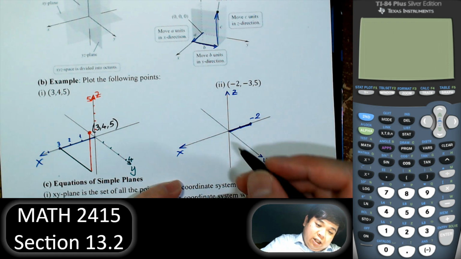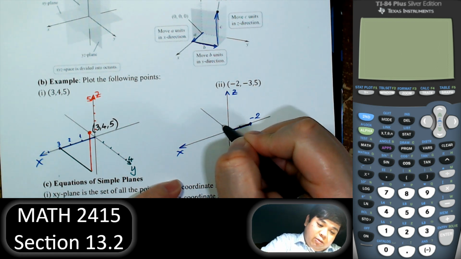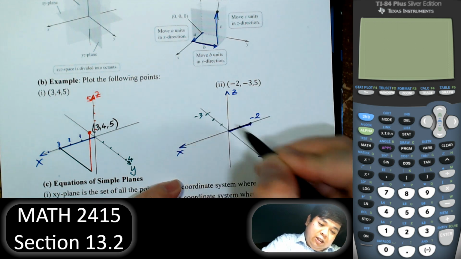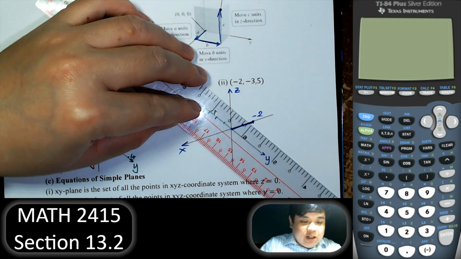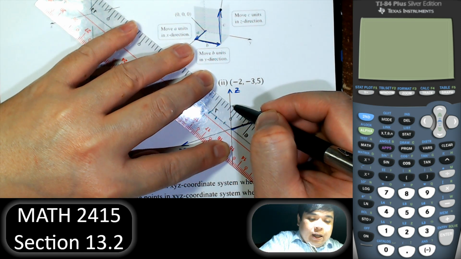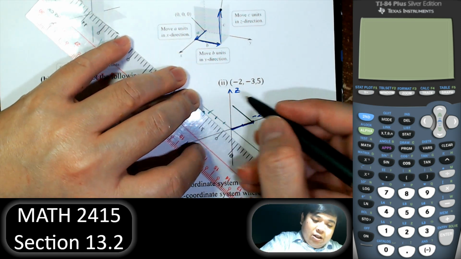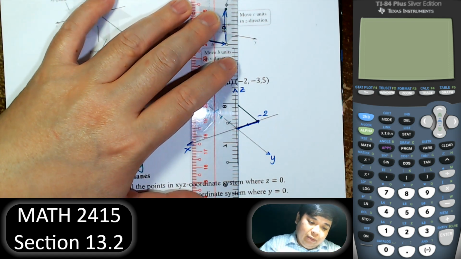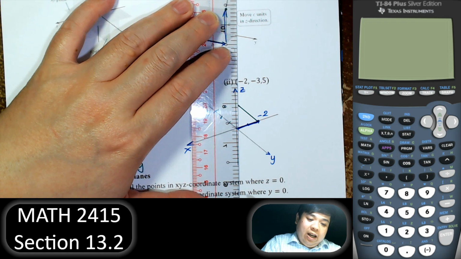And then y is -3. So this is positive. So we have 1, 2, and -3. Okay. So it will be parallel to that, and about that much in the y-axis. And then z is 5.